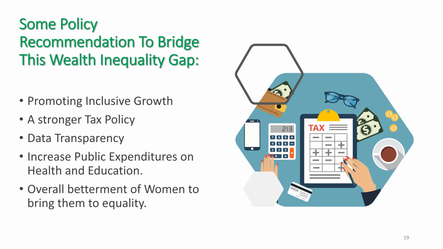Some of the policy recommendations to bridge this wealth inequality gap are: first, create an economy for all by promoting inclusive growth by ensuring that the income of the bottom 40% of the population grows faster than the top 10%, so that the gap between the two begins to close. The marginalized communities, especially the Dalits, Muslims, and tribals, need policies that will pull them out of persistent poverty and backwardness.